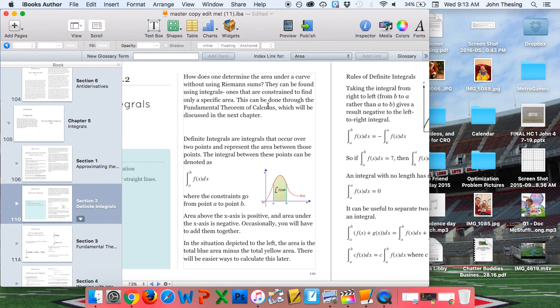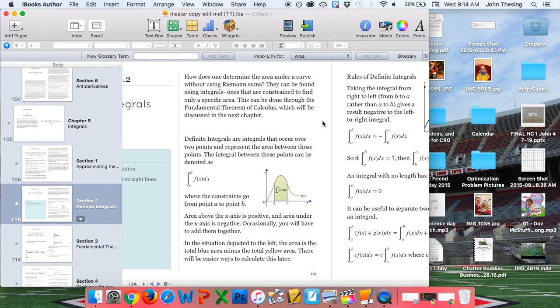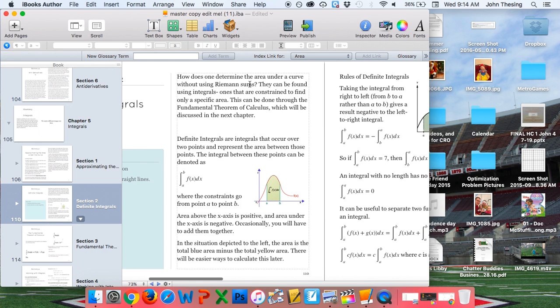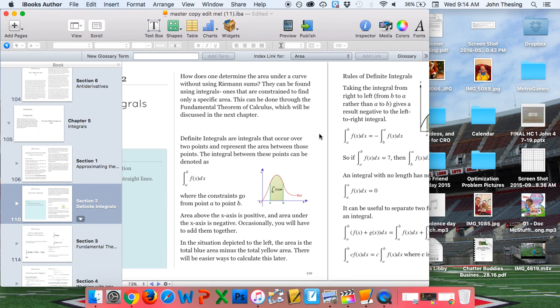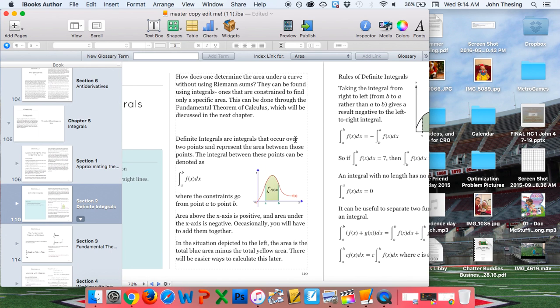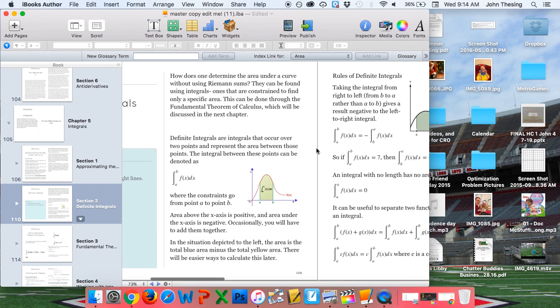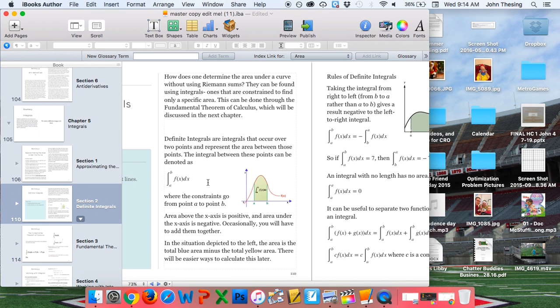All right, how does one determine the area under a curve without using Riemann sums? They can be found using integrals, ones that are constrained to find only a specific area. Definite integrals. Definite integrals are integrals that occur over 2 points and represent the area under the curve between those 2 points. The integral between these points can be denoted as that.